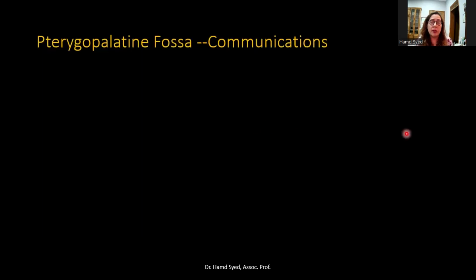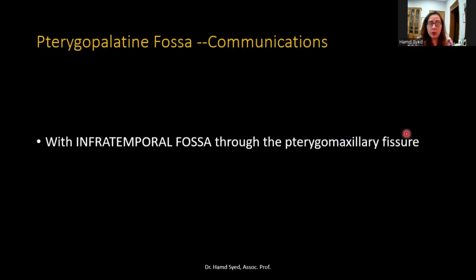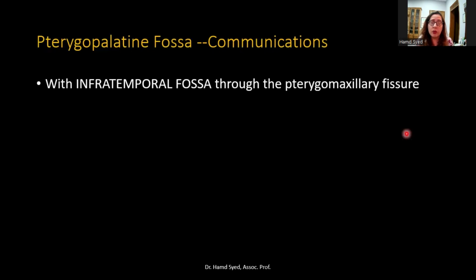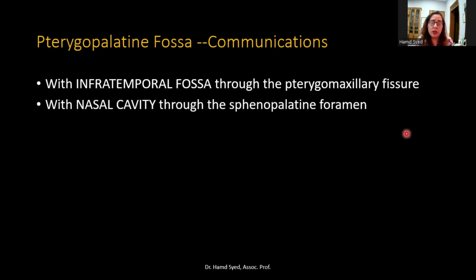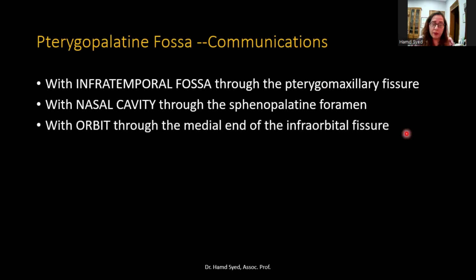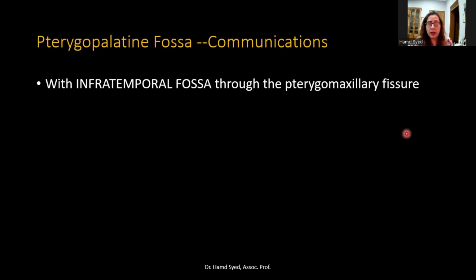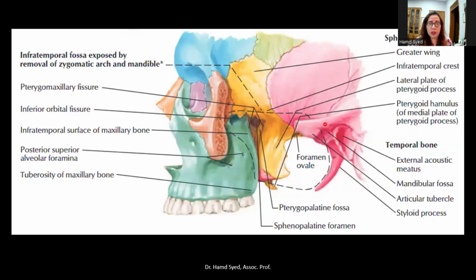Now, what are the important communications of the pterygopalatine fossa? Keep in mind these are three in number. Number one is the communication with the infratemporal fossa through the pterygomaxillary fissure. Number two is its communication with the nasal cavity through the sphenopalatine foramen. And number three, the communication with the orbit through the medial end of the inferior orbital fissure. So let's go back to that diagram and look at these three communications.